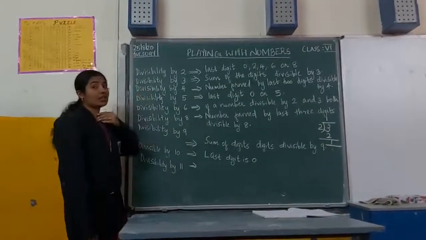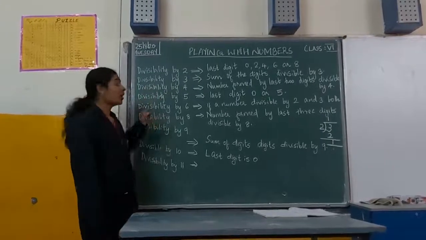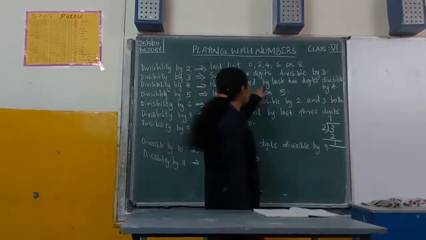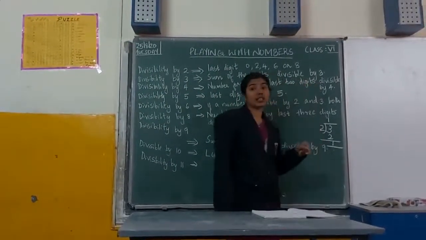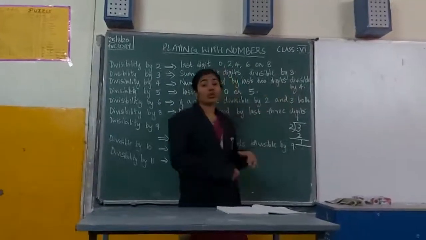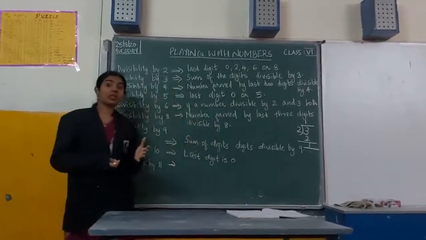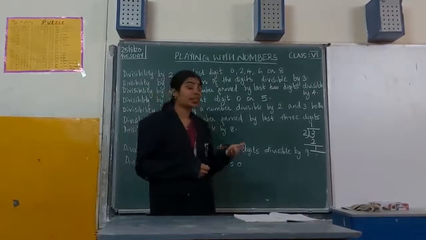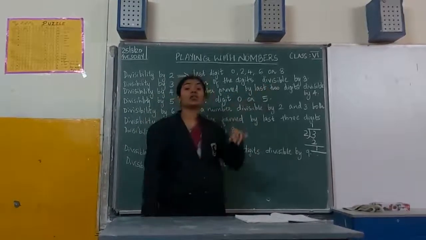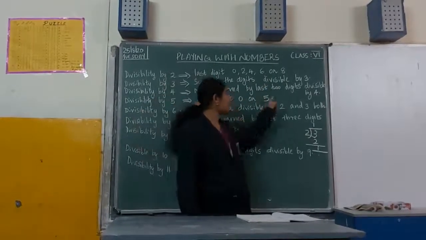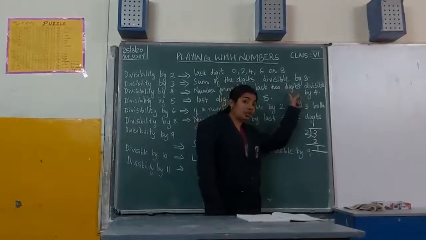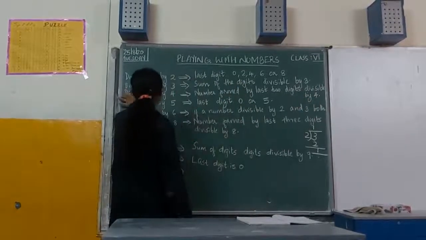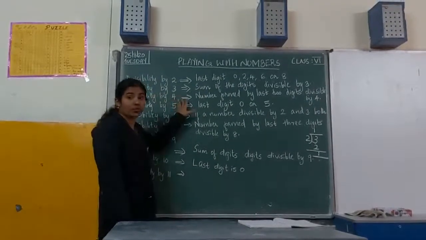Next, we want to check the divisibility by 4. What is the rule to check the divisibility by 4? The number formed by the last 2 digits should be divisible by 4. When you are given one number, maybe that number has 3 or more digits. Take the last 2 digits of the number and check whether they are divisible by 4. Then we can say that the given number is divisible by 4.